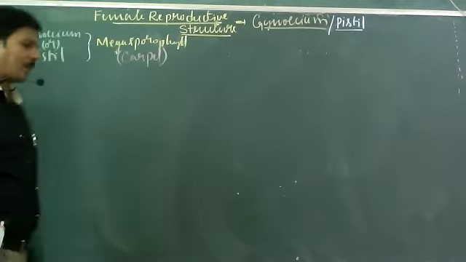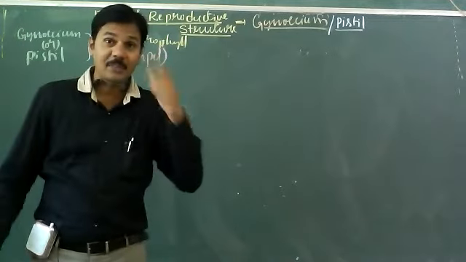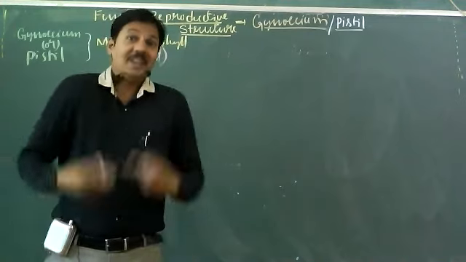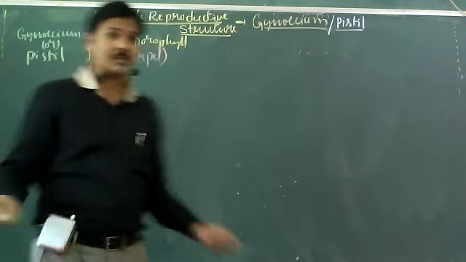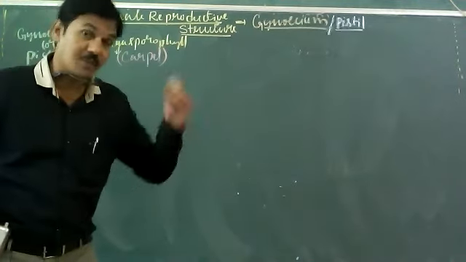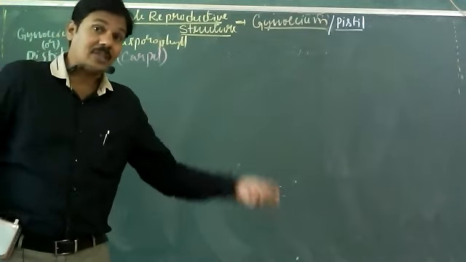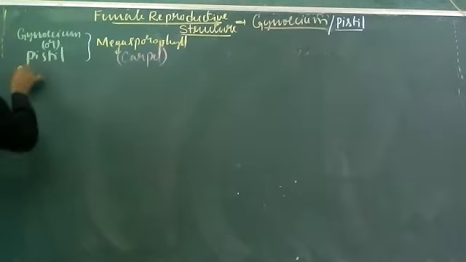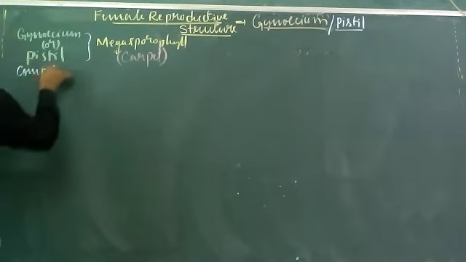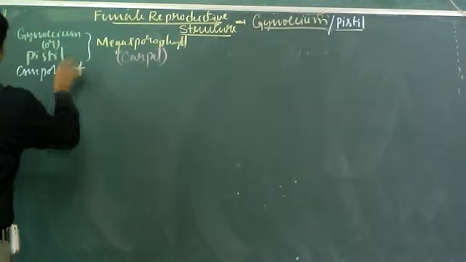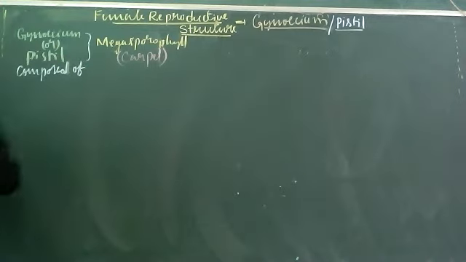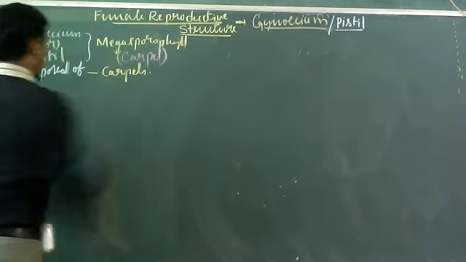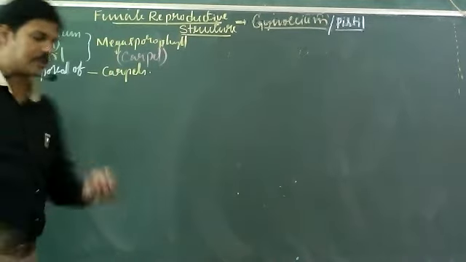So now important point is androecium consists of stamens, gynoecium consists of carpels. So gynoecium is composed of carpels.